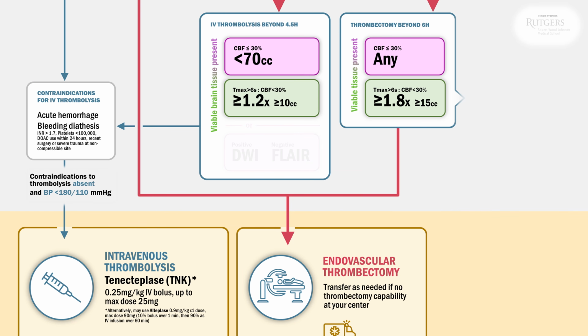Mismatch of at least 1.2 times and at least 10 cc difference between penumbra and core in patients within the 9-hour window qualifies them for thrombolysis. Mismatch of at least 1.8 times, at least 15 cc difference, qualifies patients for thrombectomy in the extended window.